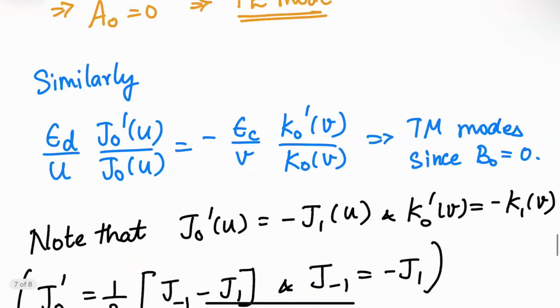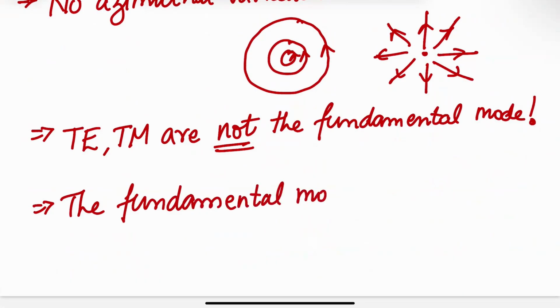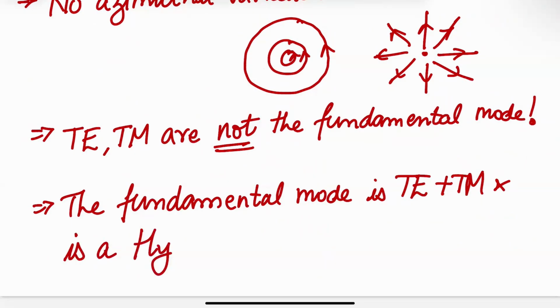Okay, so essentially the fundamental mode is not TE or TM. It is some combination of TE plus TM, which means it has EZ and HZ components and is a hybrid mode. So hybrid modes are modes that have both EZ and HZ components. So let's talk about that next.